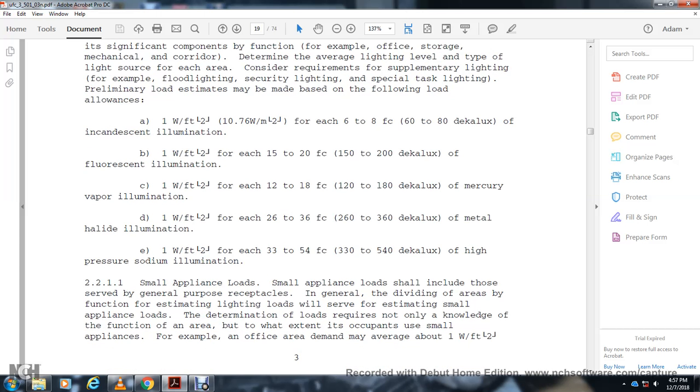2.2.1 Small appliance load. Small appliance load should be included with the general purpose receptacles, to divide the area's function with the estimating of lighting loads and the estimating of small appliance load. The determination of load requires not only knowledge of the function of the area, but also the extent of the occupants' small appliances. For example, the office area demand averages 1 watt per foot squared.